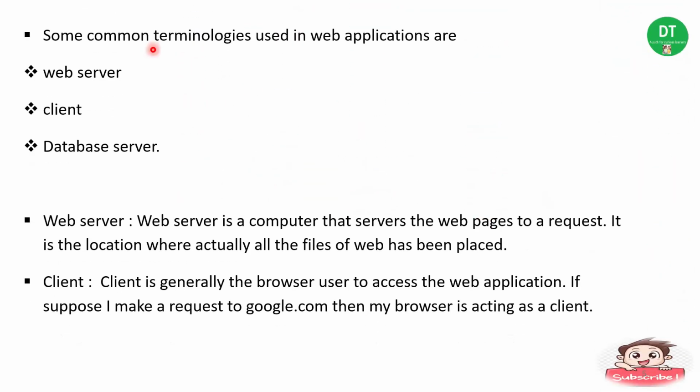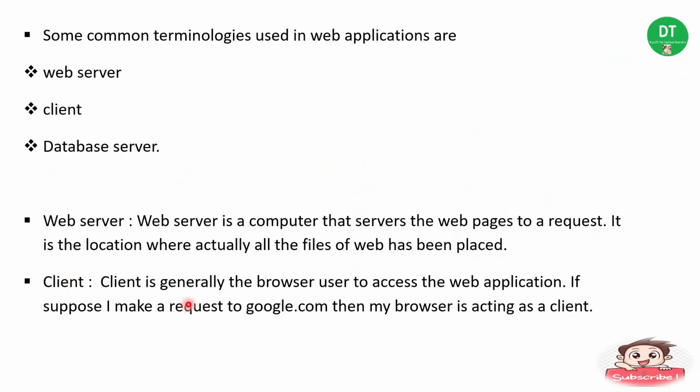Some common terminologies used in web applications are web server, client, and database server. Web server. A web server is a computer that serves the web pages to a request. It is the location where actually all the files of the web application are placed. Placing of the files on the web server is called deployment of the web application.